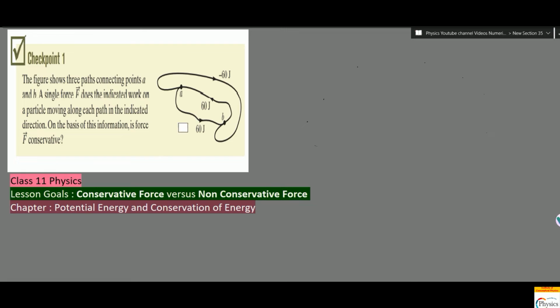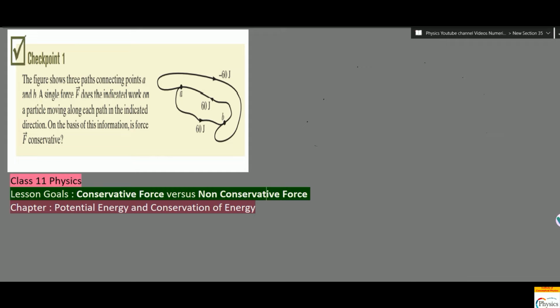Now, our aim today is to understand the meaning of this word, conservative force. And naturally, if we understand conservative force, we should be able to understand what a non-conservative force is. So let's talk about conservative force and non-conservative force.